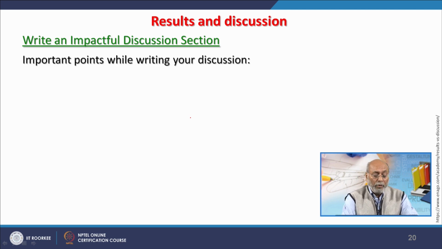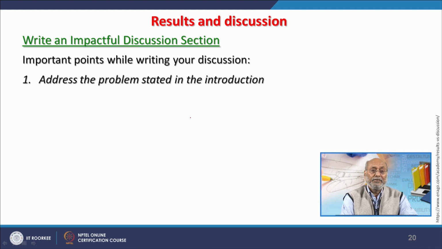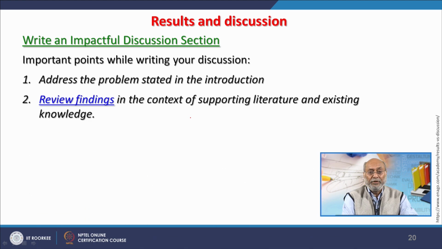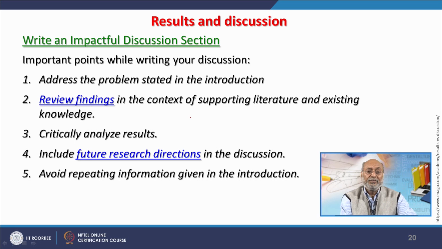Now, how to write an impactful discussion section. Important points while writing an impactful discussion section: address the problem stated in the introduction, review the findings in the context of supporting literature and existing knowledge, and critically analyze results. You should analyze results by yourself very critically. Include future research directions, as I have just discussed with the recommendations.